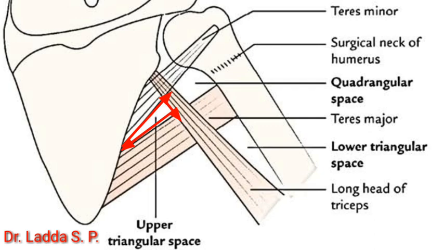In the same sense, the lower triangular space has superior, medial and lateral borders. The superior border is formed by teres major again. The medial border of the lower triangular space is formed by the long head of triceps, and the lateral border is formed by a part of a bone, the shaft of humerus. So these are the borders of the triangular spaces. Now the contents.